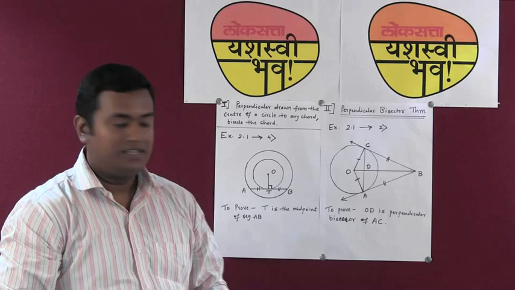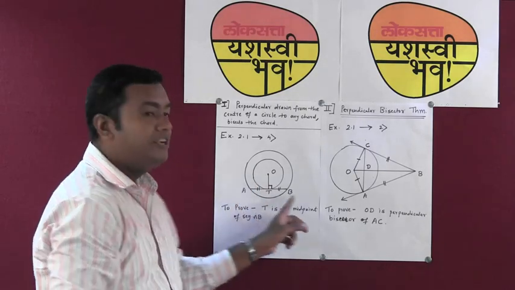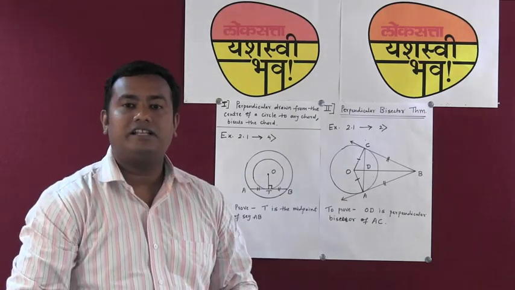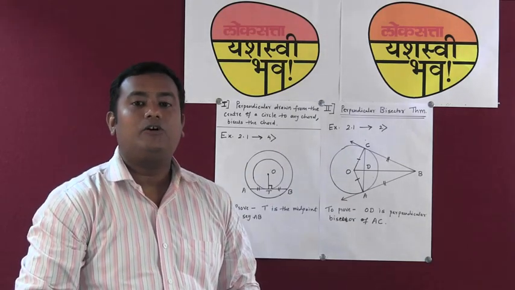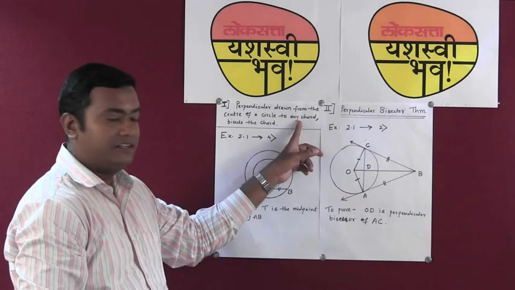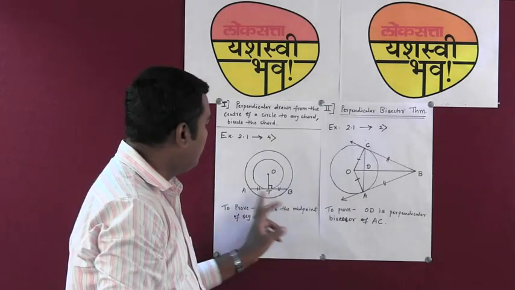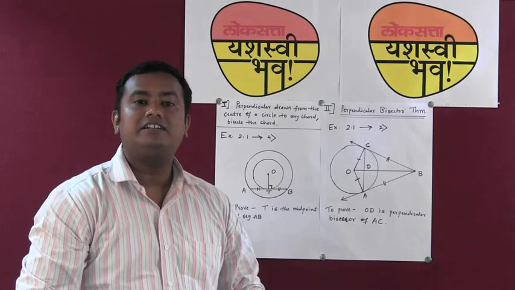In the bigger circle, segment OT is perpendicular to chord AB, and according to this theorem, a perpendicular drawn from the center of the circle to any chord bisects the chord. So according to this theorem, we will get AT is equal to TB. It means that T is the midpoint of segment AB, reason: A dash C dash B.